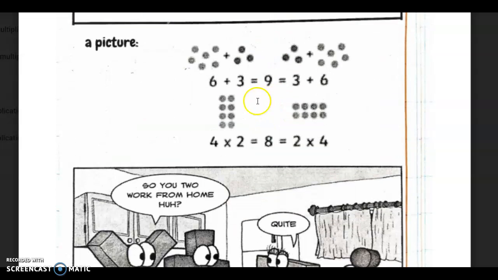So a picture of these things would be here. 6 plus 3 is equal to 9, which is also equal to 3 plus 6. So it doesn't really matter the order in which you add these things, you're still going to get 9. Same thing, you can have 4 groups of 2, or you can have 2 groups of 4. Either way, you have 8 objects.